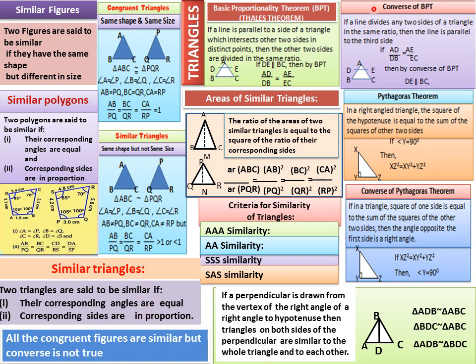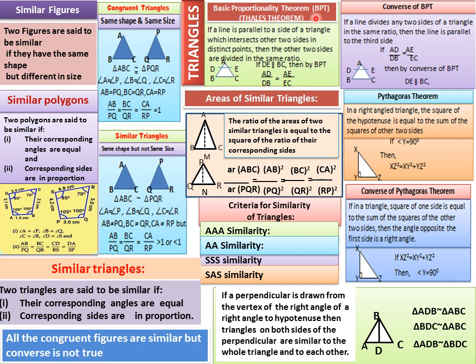Then what is the basic proportionality theorem, Thales theorem? Here I have a triangle ABC. If I draw a line DE parallel to BC, then it divides the other two sides in the same proportion. That is, if DE is parallel to BC, AD by DB is equal to AE by EC.